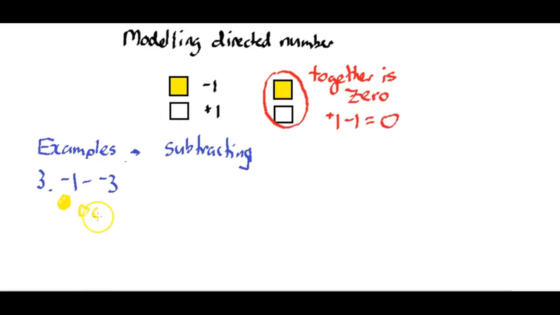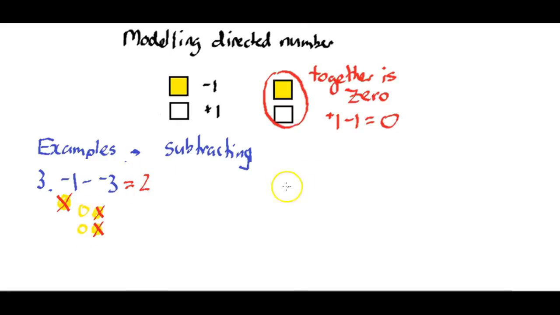So I need to put in some 0 pairs until, there we go, I've got enough now. And now I can take away from my calculation area, because this is subtraction, my 3 negative counters. There we go. And we're left with 1, 2 positive counters.